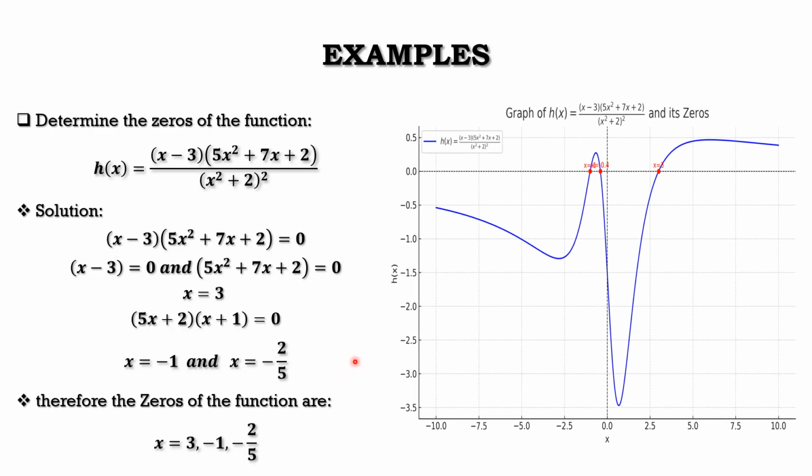So when you look at the graph of this particular function h of x, we are going to analyze that where x is equal to 3, y is 0. And where x is equal to minus 1, y is 0. And where x is equal to minus 2 on 5, y is also 0. That is, the graph intersects the x-axis where x is equal to 3, minus 1, and minus 2 on 5. This represents the zeros of h of x.